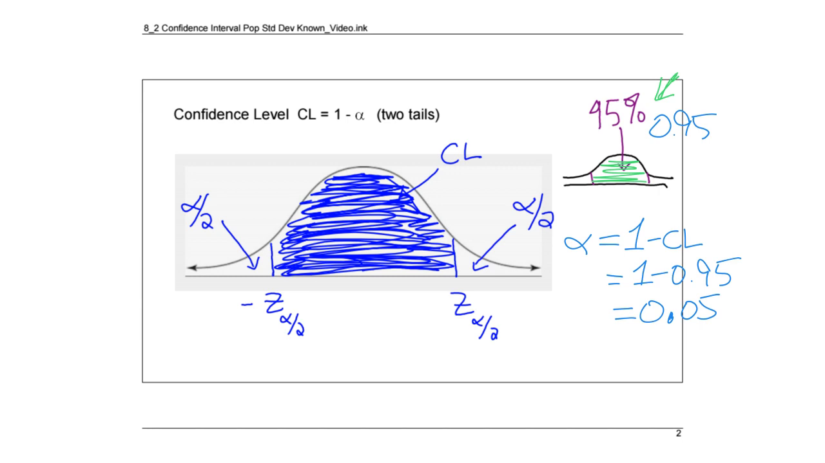So what we're going to do is we need to take that alpha and cut it in half because we want two tails. What that tells us is that in each tail, we're going to actually have 2.5%. And this is because of symmetry also, right? With a normal curve, it's symmetric. So if I've got 95% in the middle, I've got to have the 2.5% on each end. So that's important when we start looking at the Z tables and in 8.3, the T tables.